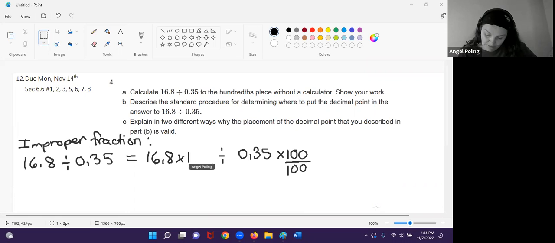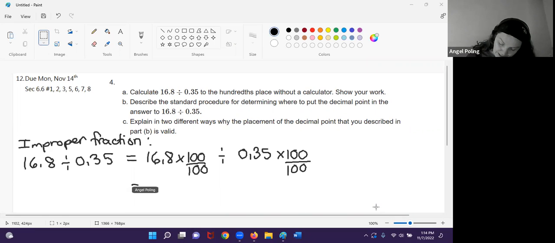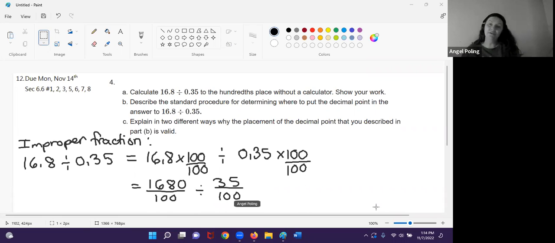So we're going to also multiply this one by the magic number 1 in the form of something over itself. In this example, 100 over 100. In the next step, I'm then going to multiply the numerators and have these two denominators. So I get to the 1680 stage, divide by 100. And the 35 divided by 100.